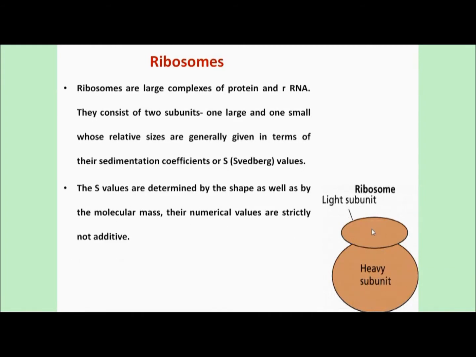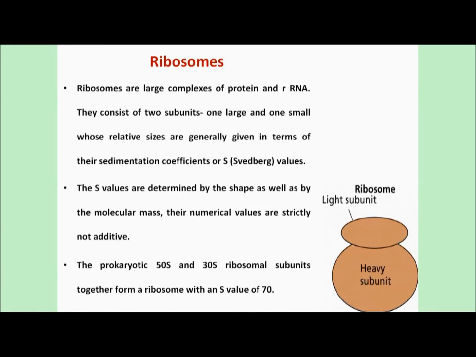But you should remember one thing: their numerical values are strictly not additive. For example, one will remain as 40 and the other as 60, but if we add them, it comes around 80. The numerical values are strictly not additive. For example, the prokaryotic subunits are 50S and 30S, whose sum should be 80, but together they are 70.